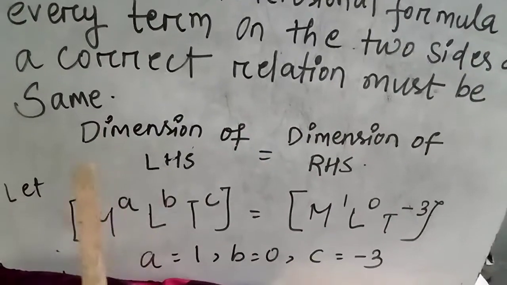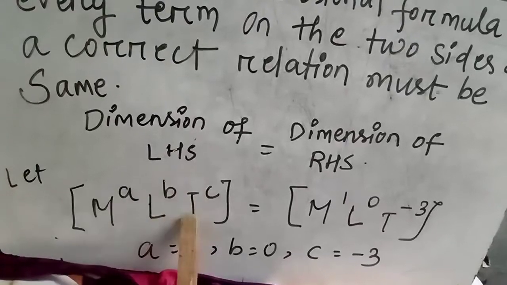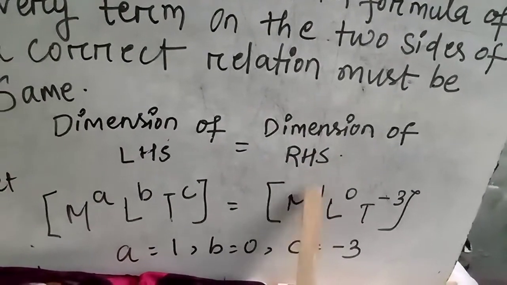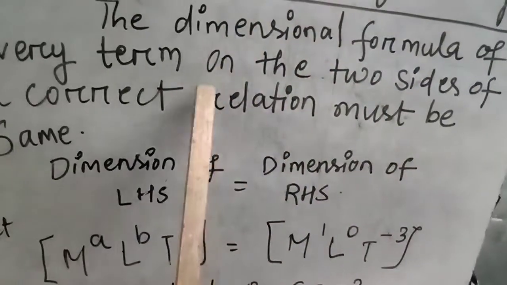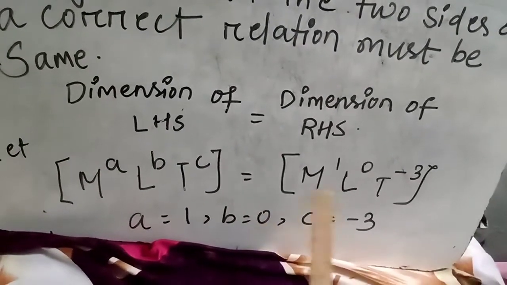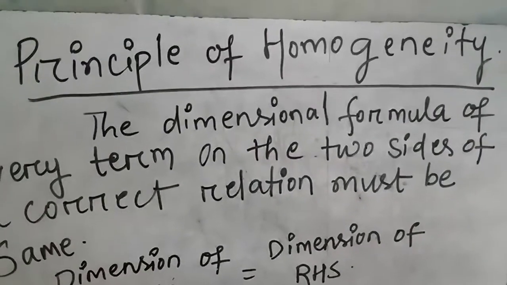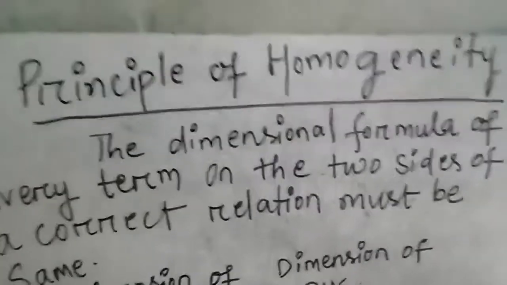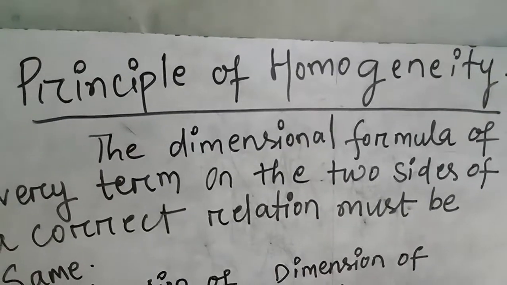For example, the dimension of our LHS is M to the power a, L to the power b, T to the power c, and the RHS is, let's say, mass to the power 1, L to the power 0, T to the power minus 3. So, according to the principle, a is equal to 1, b is equal to 0, and c is equal to minus 3. This is what the principle of homogeneity says, which means it is homogeneous, it is equal on both the sides. Okay.